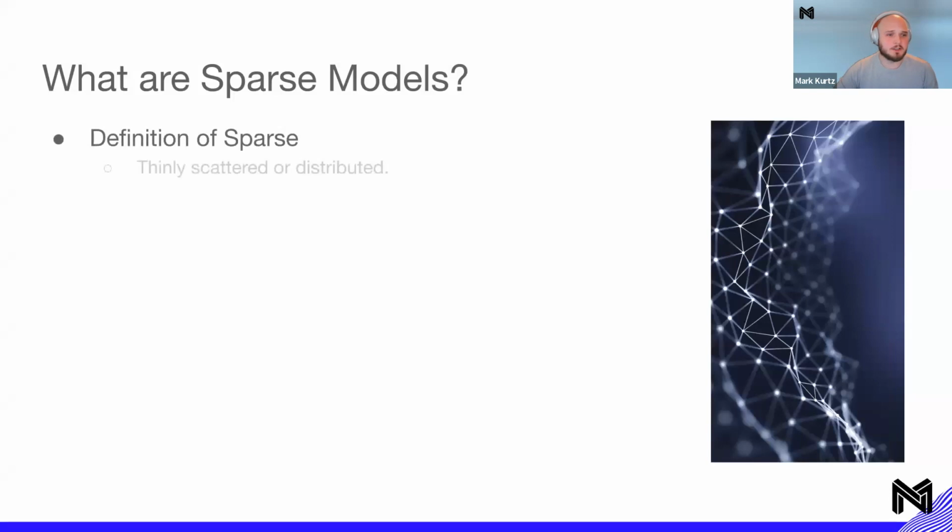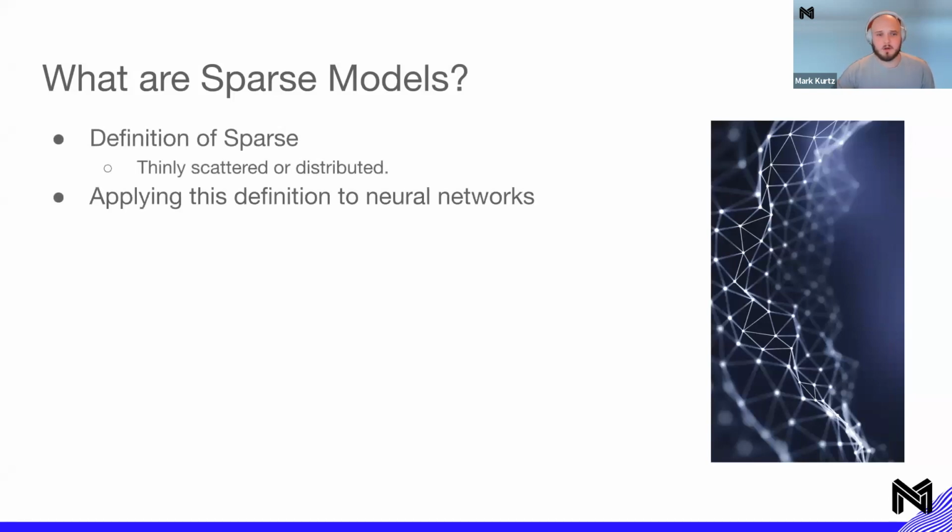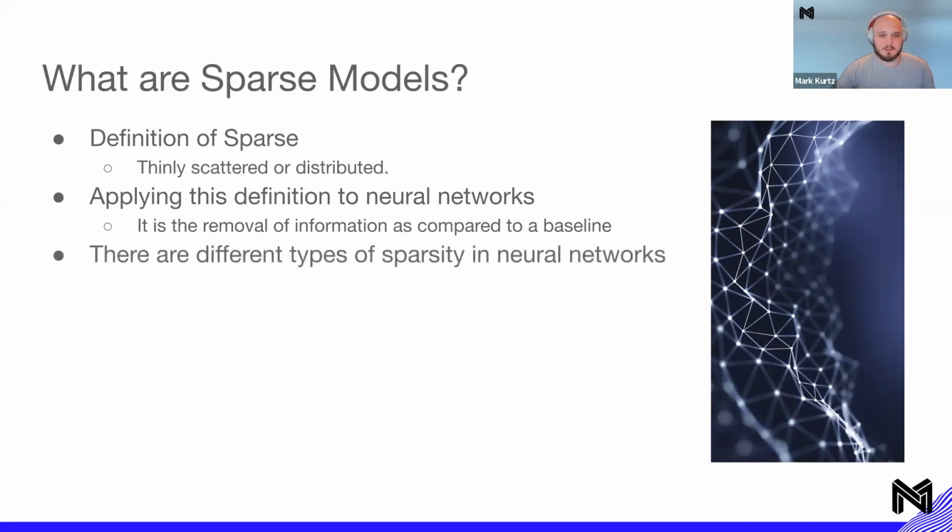So the definition of sparse is something that's thinly scattered or distributed. Whenever we apply this definition to neural networks, it ends up being the removal of information as compared to some baseline model. There are different types of sparsity in neural networks, and we'll go through a few. Ultimately, we have activation sparsity, which is after the information has flowed through a fully connected or convolutional layer and through an activation, then there can be activation sparsity that comes out of that.